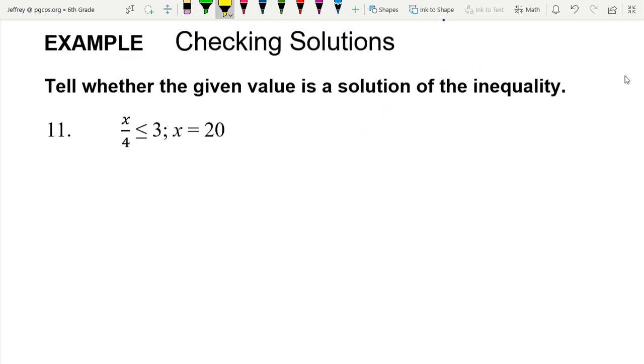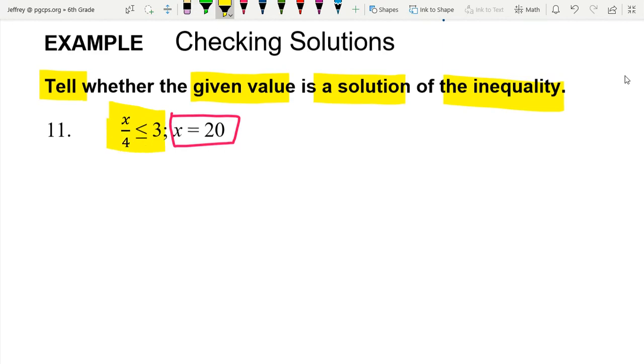Okay, so let's move on to the next one. So let's do checking solutions. It says tell whether the given value is a solution of the inequality. So again, we need to tell whether the given value, and that would be this right here, is a solution of the inequality. So what is our inequality here? This is our inequality statement: x over 4 is less than or equal to 3. And the given value is x is equal to 20.